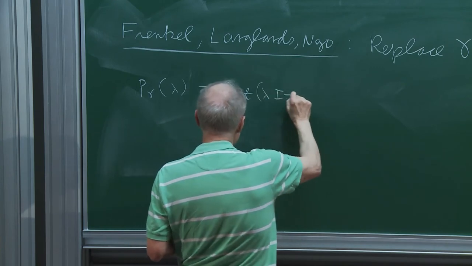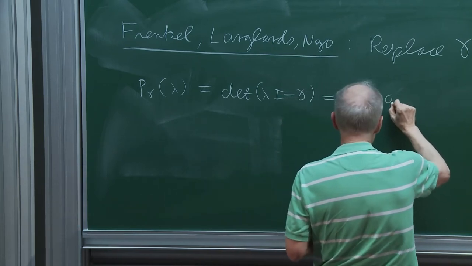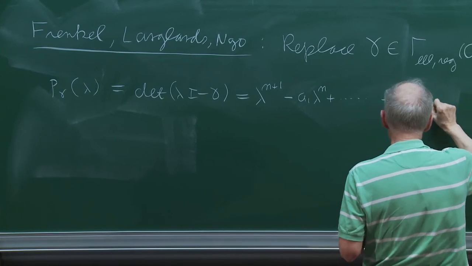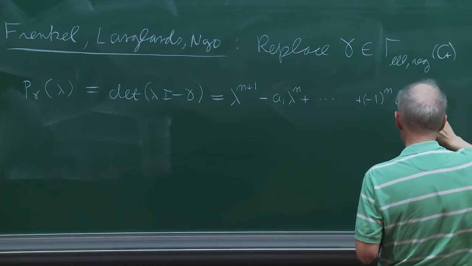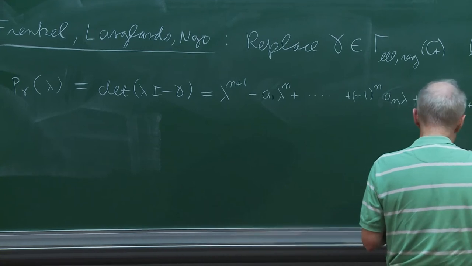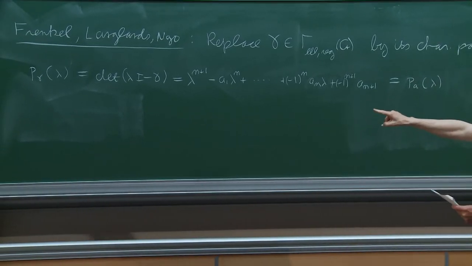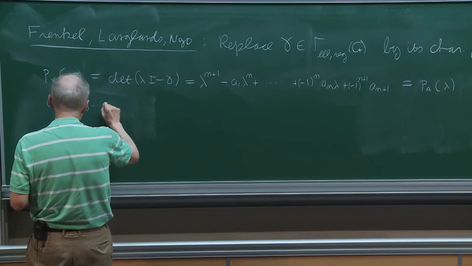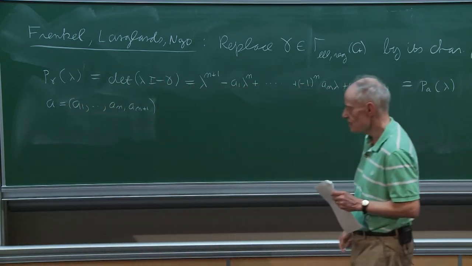of lambda I minus gamma. So let me write it: lambda^(n+1) minus a_1 lambda^n, and so on, plus (-1)^n a_n lambda, plus (-1)^(n+1) a_(n+1). We can also parameterize it by A, where A is this vector of rational numbers. This would be the determinant of the matrix.